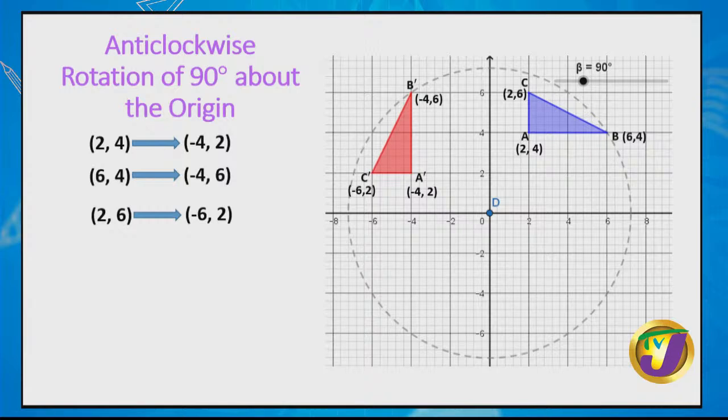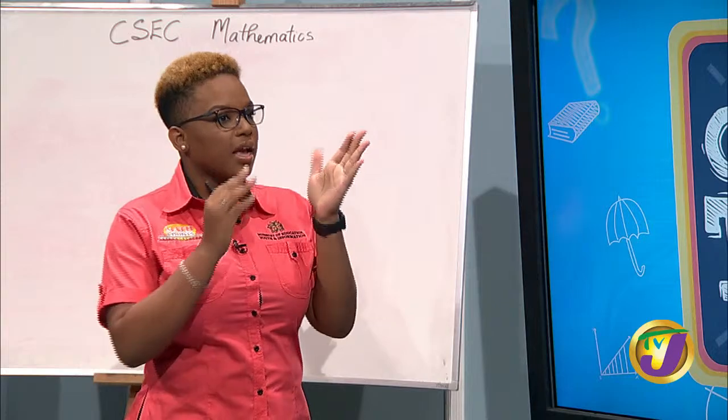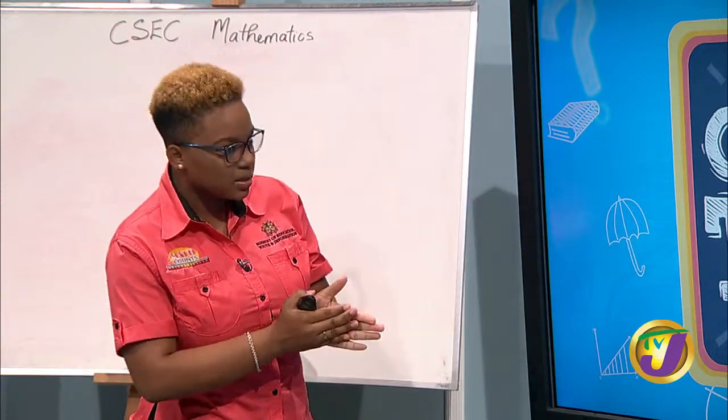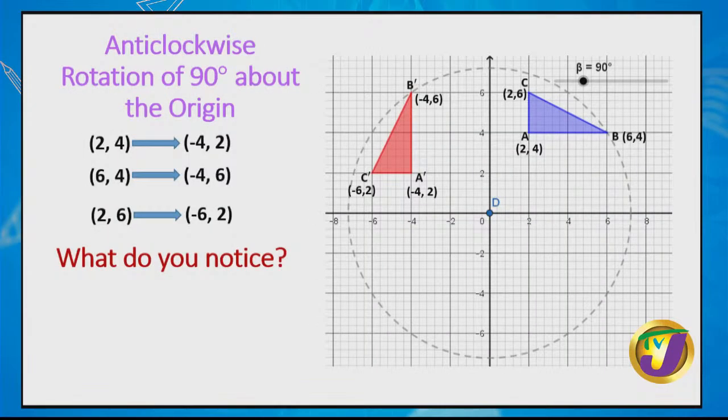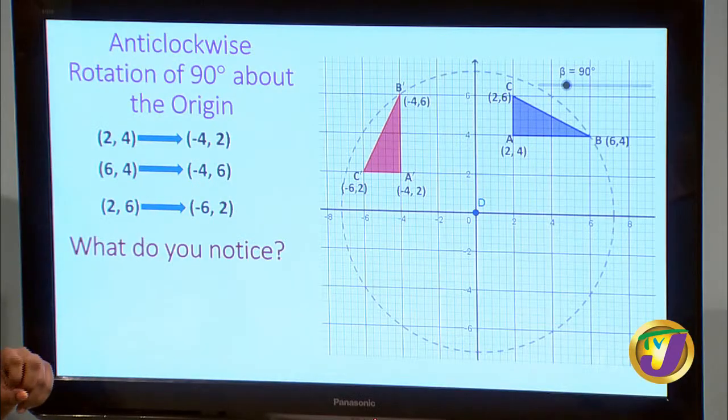So I'm going to ask you what you noticed about these coordinates. Tell me what's happening here. Okay, let me see now. So 2, 4, -4, 2. The X and Y values would have interchanged for the image. So what you're saying basically is 2 was the X value in the object, and you're seeing 2 being the Y value on the image. Yes. Okay, what else did you notice?